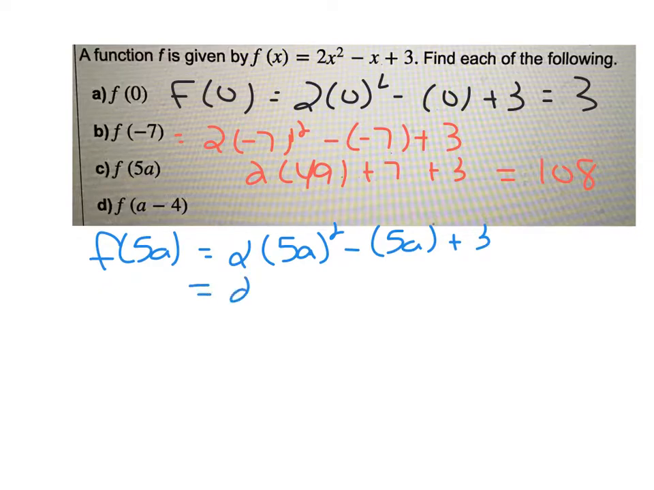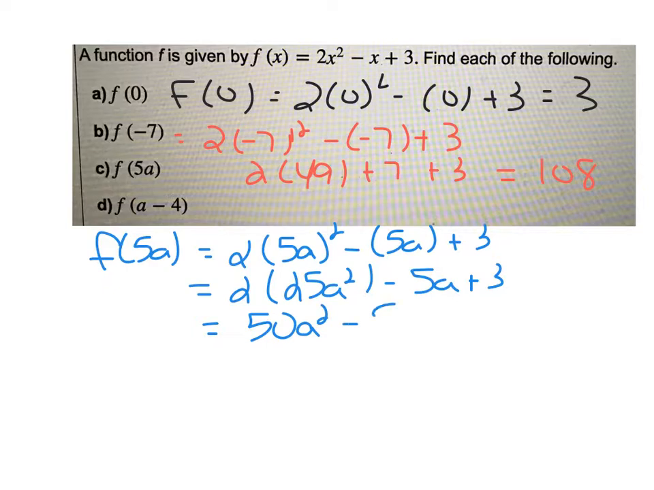So if I square the 5a, I get 25a squared minus 5a plus 3. And I got to multiply that by 2. 50a squared minus 5a plus 3. And that's all you got to do on that one.